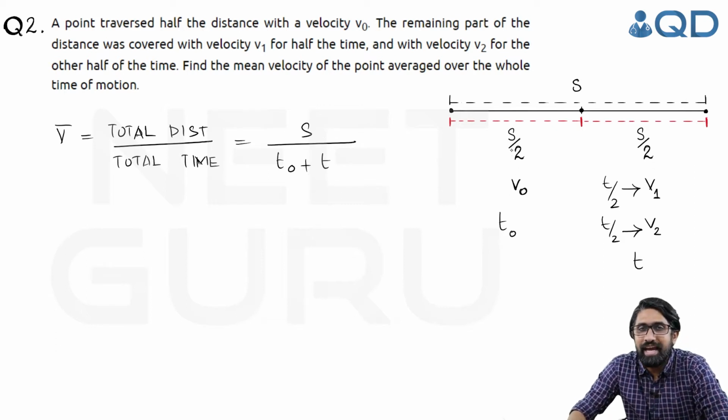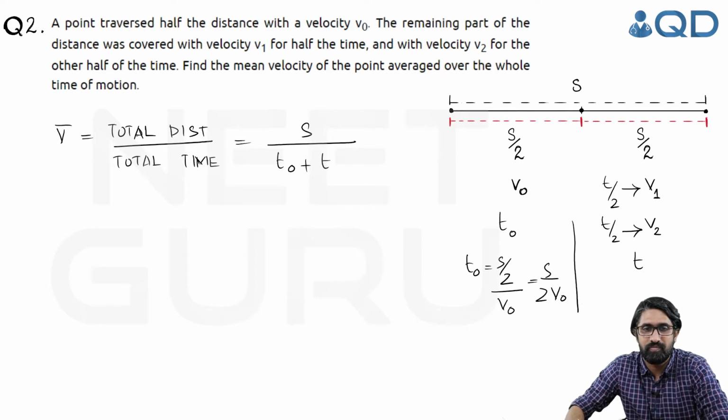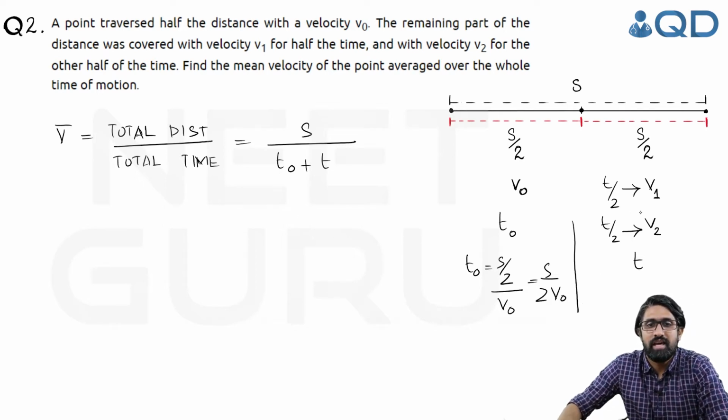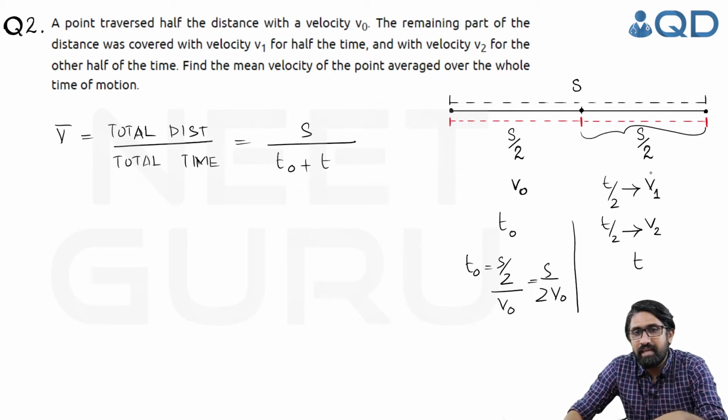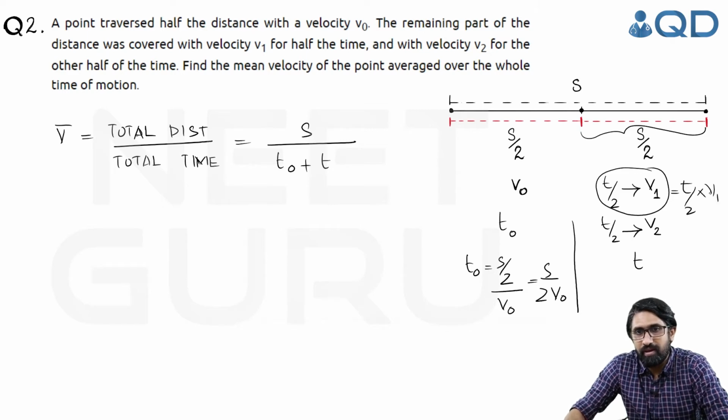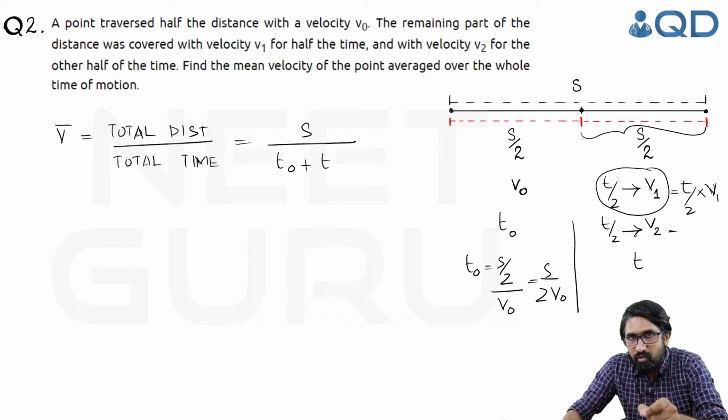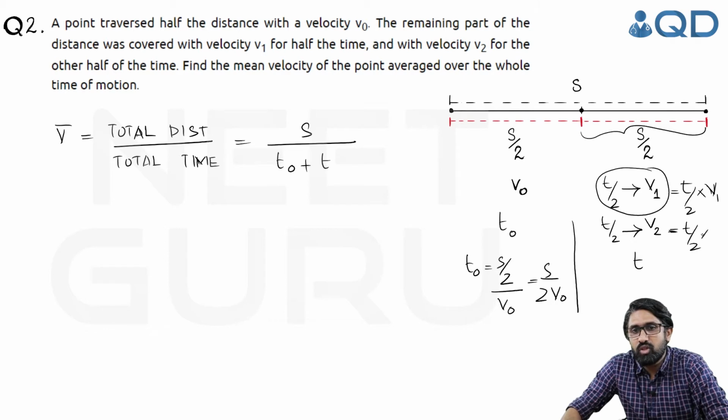So, in the first part, we know that s by 2 distance was traveled with velocity v0 in time t0. So I can say that t0 will be equal to distance by speed, that is s by 2 divided by v0, that is s by 2v0. So I have t0 already arranged, and then I have to find t. To find t, please understand that the total distance traveled in two halves of time is s by 2. The second half distance covered is s by 2. And in the first half of time, the distance covered would be the time into velocity, that is t by 2 into v1. And in the second half of the time, the distance covered will be again time into velocity, that is t by 2 into v2.